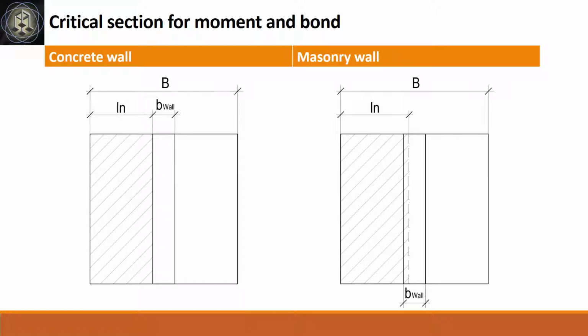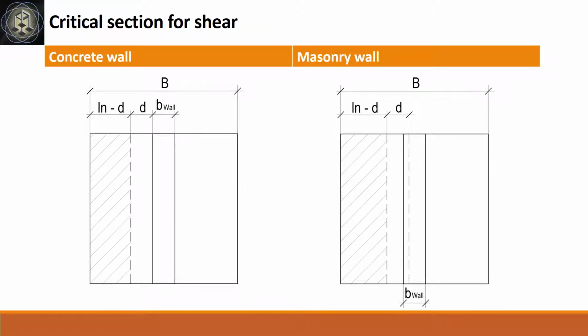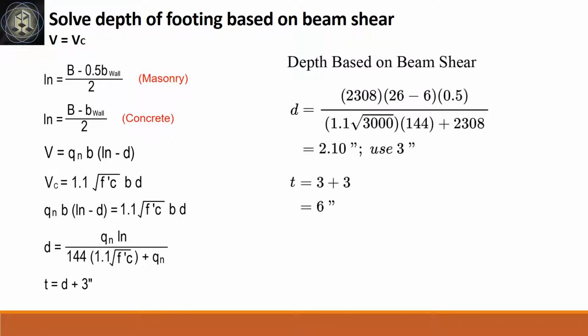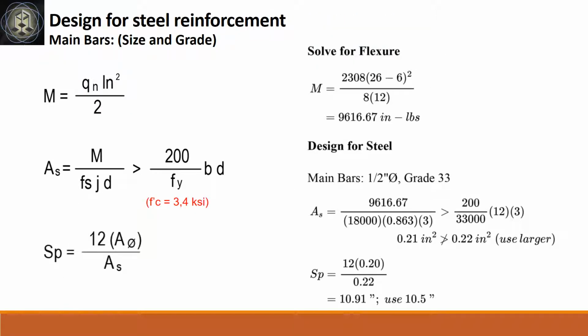Critical sections for moment and bond. Critical sections for shear. Following the given computations, effective depth is 2.1 inches, round up to 3 inches, and total depth is 6 inches.